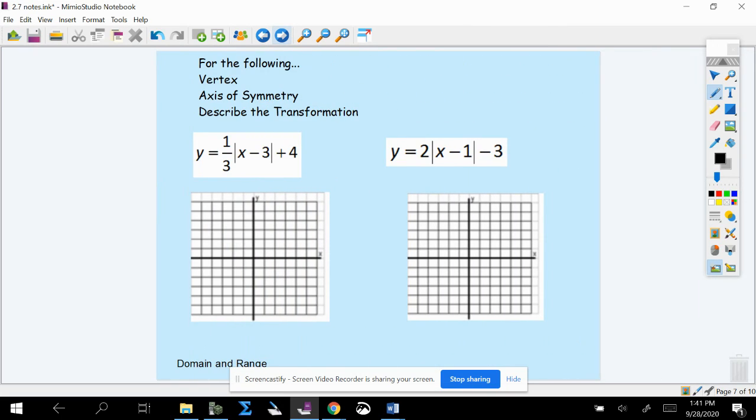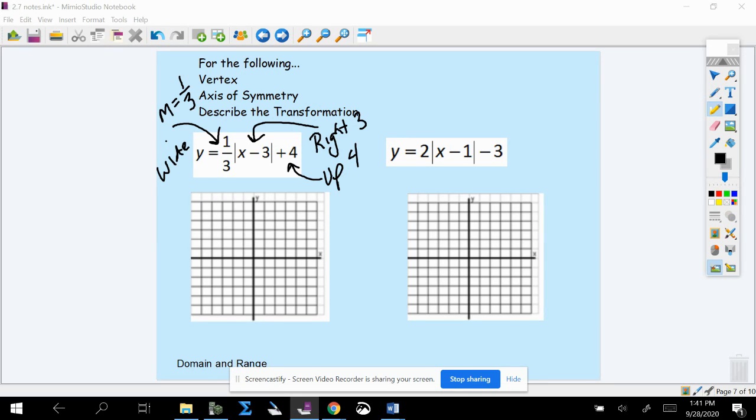Same idea here, and this one has a couple new things to it that I want to talk about. So this one is going to tell me that it's going to go to the right 3. Anytime you have a minus inside the absolute value, it's going to go right. This is telling me it's going up 4. Now your number in front of here is a 1/3. That's going to represent the slope. And what that's going to do, and I'll show you on the picture, is it's actually going to make a very wide V because that slope is less than 1.